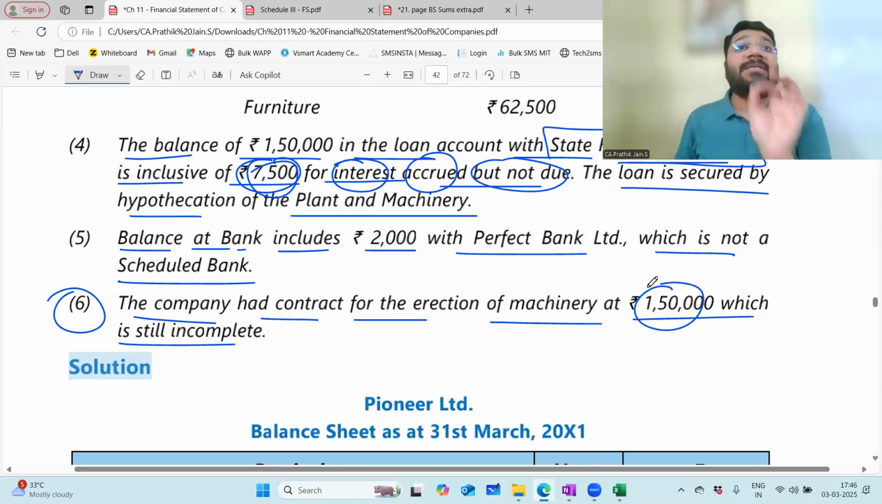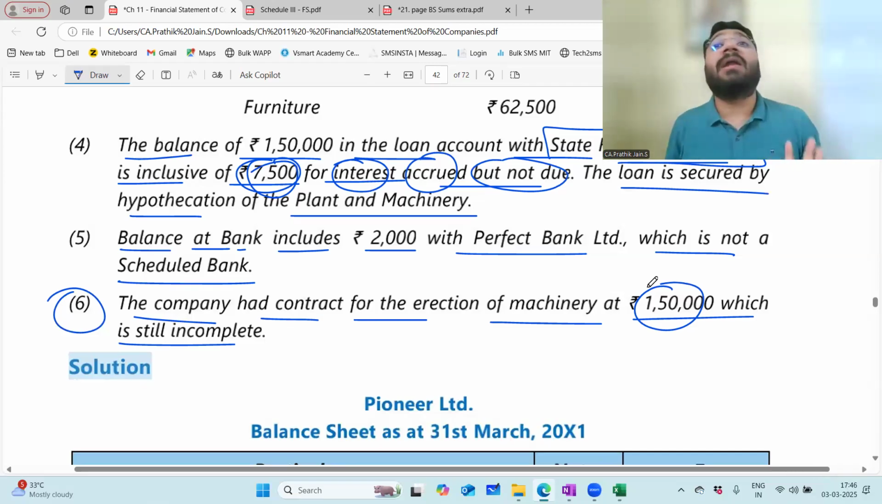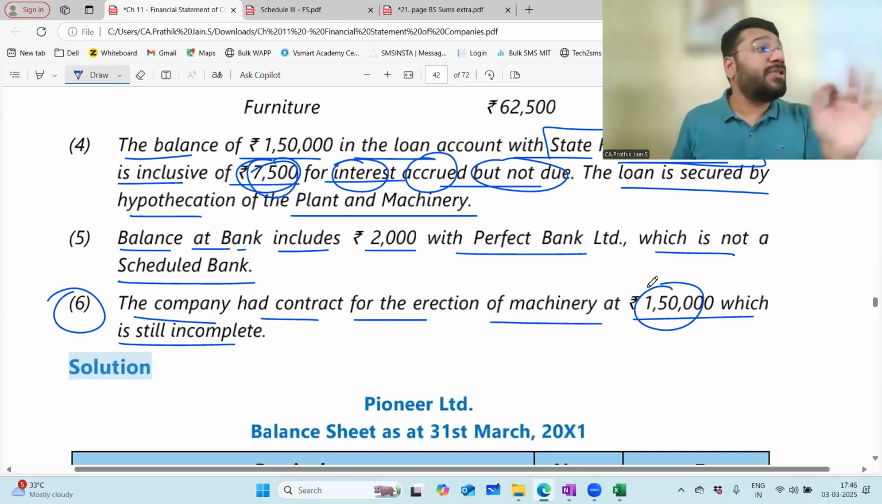Okay. So now what happens? Up to 31st March, I purchased the AC, but installation is not done up to 31st March. What is the installation value? 1,50,000 rupees. Now please tell me, what am I supposed to do with this?